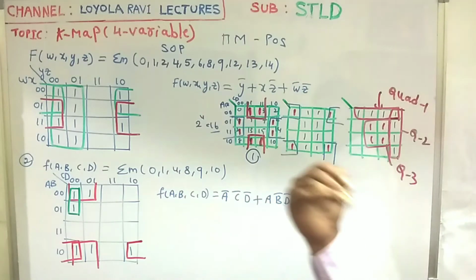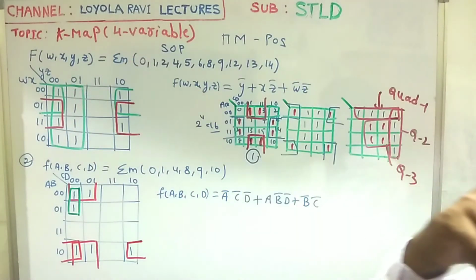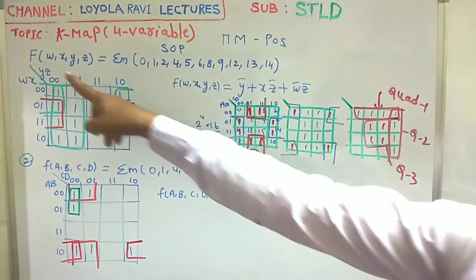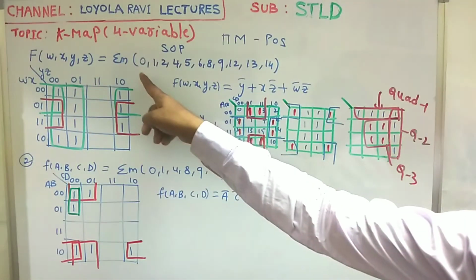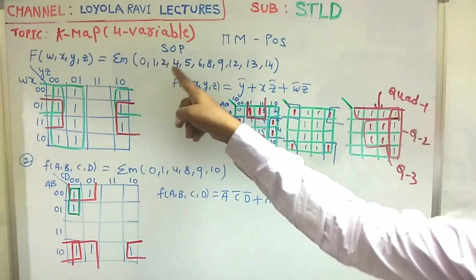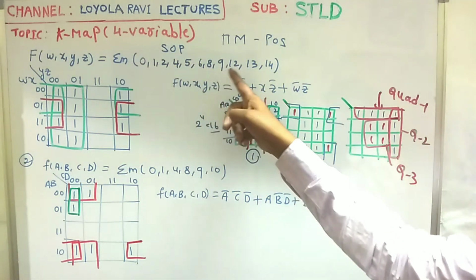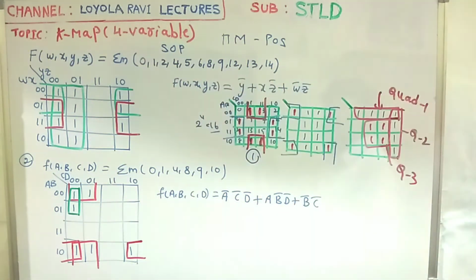For example, let us take one example as a 4 variable K-map. F of w, x, y, z is equal to sigma m of, here minterms 0, 1, 2, 4, 5, 6, 8, 9, 12, 13, 14. Simplify using K-map. Like that he may ask. He may give minterms, or he may give one expression.